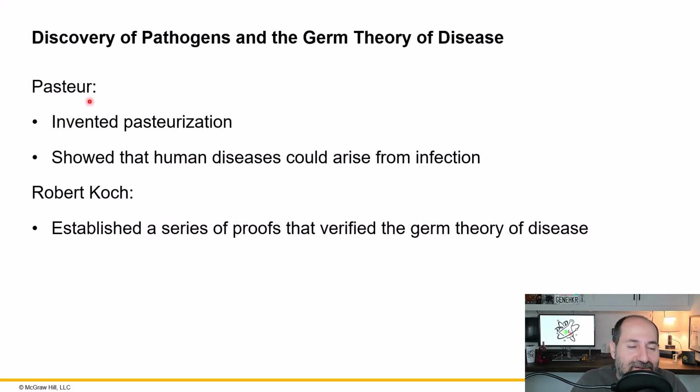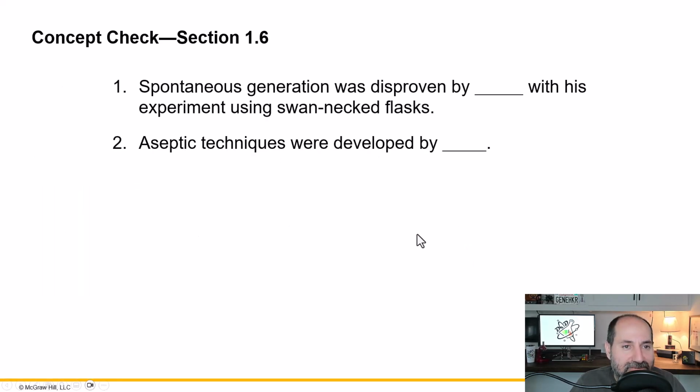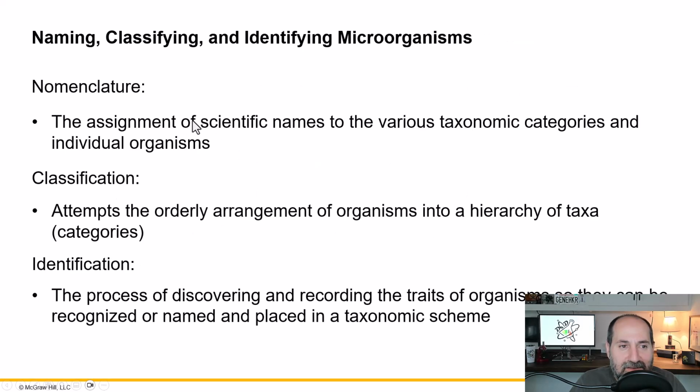Other things we talked about were that Pasteur showed us how fermentation works. He also contributed greatly to vaccination. So he was a real rock star. And I told you already about Koch. He established proofs. Remember, it was called his 4 postulates. He used 4 postulates in order to link a particular germ to a particular disease. Awesome. So we should know these terms: nomenclature, classification, identification.